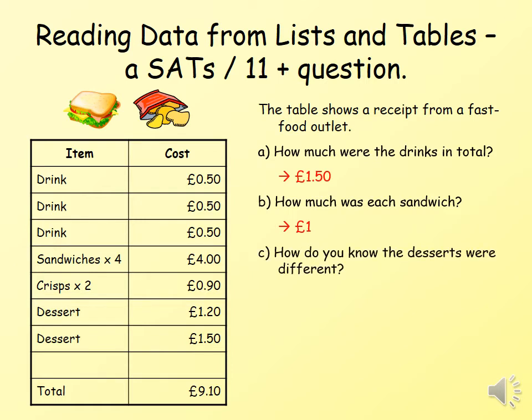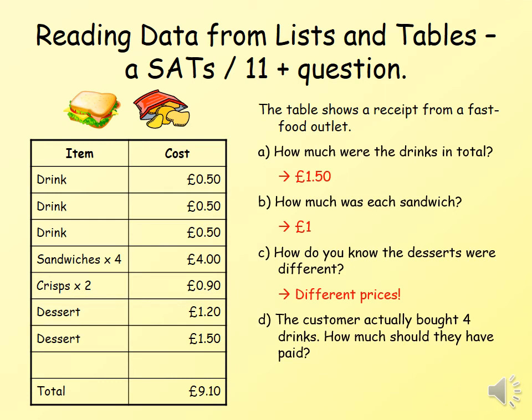Okay. How do you know the desserts were different? So we have the desserts at the bottom. So how do we know that the desserts were of a different variety? Okay, write something down and we will reveal the answer. Okay, how do we know? So obviously we have different prices, one at £1.20 and one at £1.50.